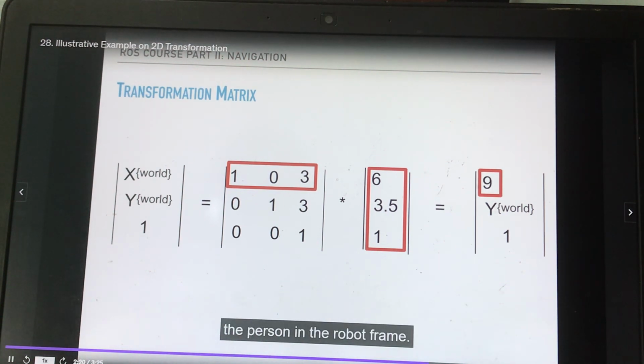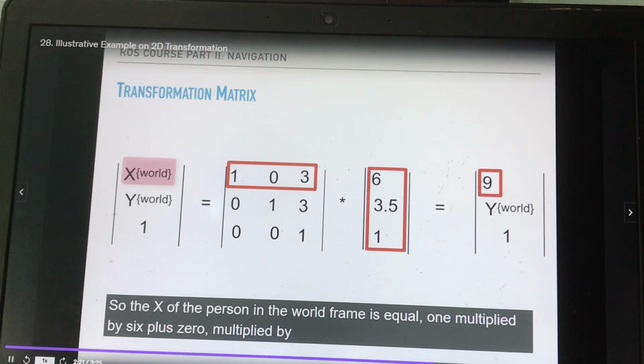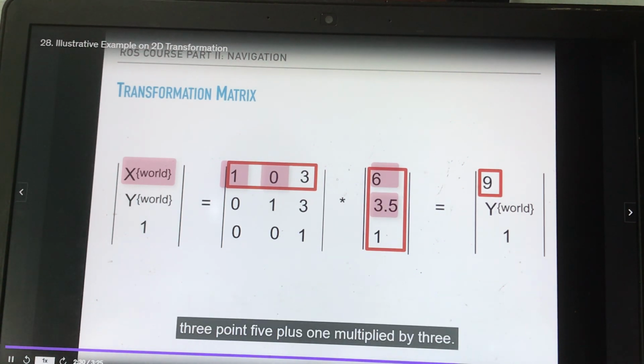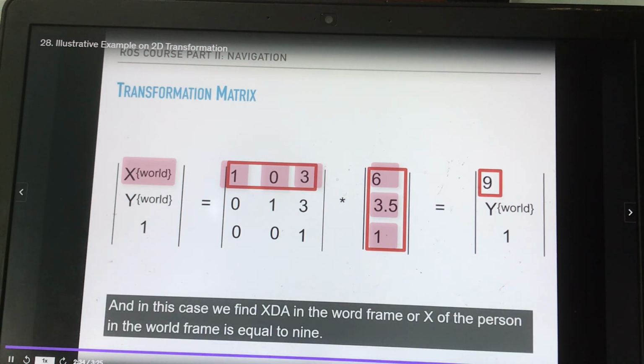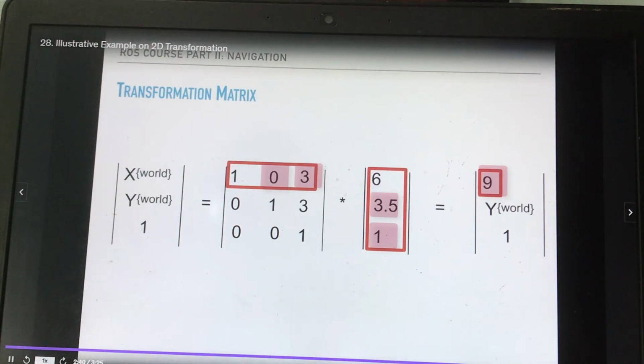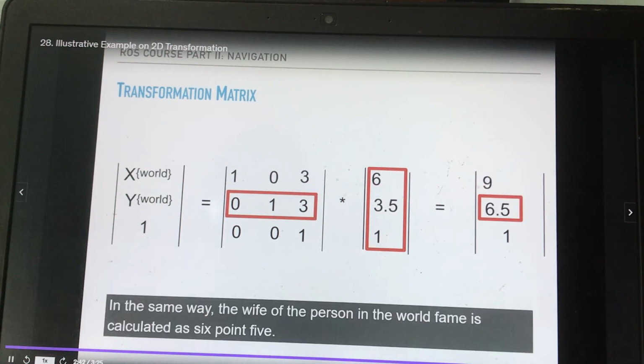of the person in the robot frame. So the x of the person in the world frame is equal to 1 multiplied by 6 plus 0 multiplied by 3.5 plus 1 multiplied by 3. And in this case, we find that x of the person in the world frame is equal to 9. In the same way, the y of the person in the world frame is calculated as 6.5.